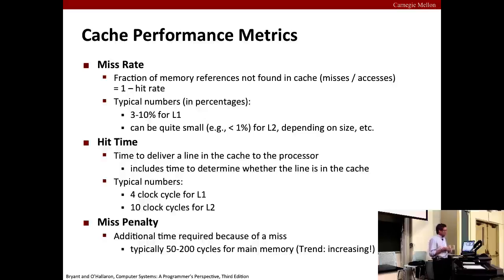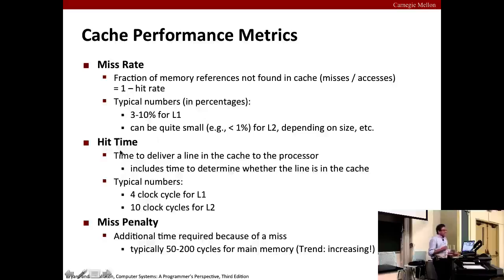And it's 1 minus the hit rate. So typically, for caches to work, the miss rate has to be pretty low. And fortunately, because of locality, these miss rates are low. Another metric is the hit time.